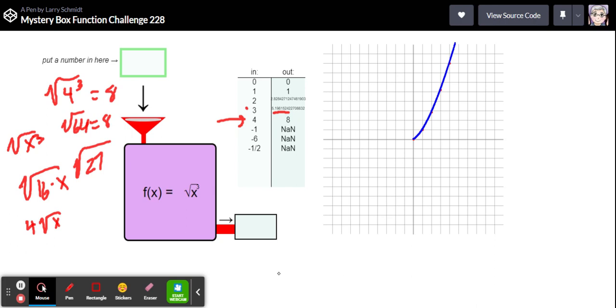All right, well, how did that go for you? I think this was super tricky. Were you in the realm of square roots?